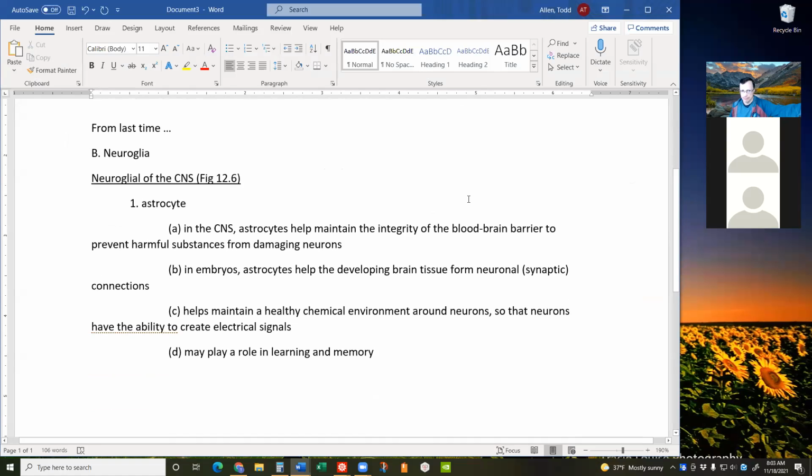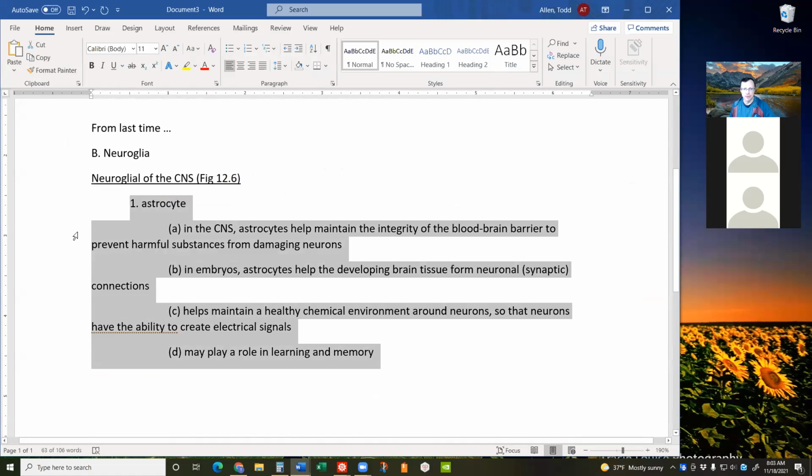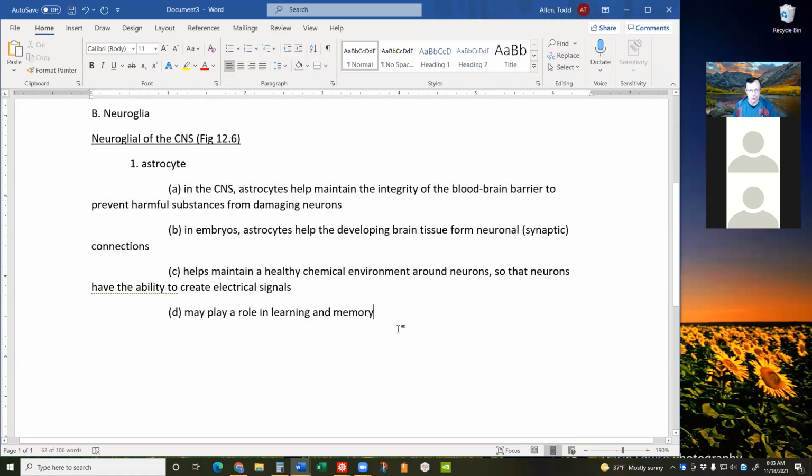From last time, we were talking about neuroglia of the central nervous system, and we had just finished defining some of the functions of astrocytes. Once again, we're looking at figure 12.6; in my textbook, that's page 427. So let's continue that conversation.